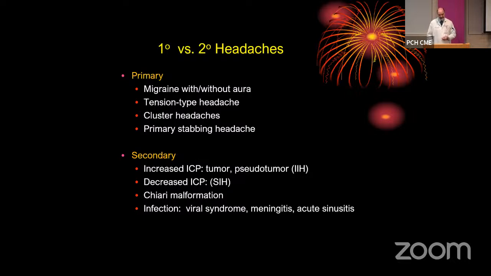In terms of secondary headaches, the things that we're going to talk about today are going to be ones that primarily show up on imaging. So things that can cause increased intracranial pressure, such as tumor, what used to be called pseudotumor, now idiopathic intracranial hypertension, and things that cause decreased intracranial pressure, such as spontaneous intracranial hypotension. Chiari malformation is a rare cause of headaches, but we're going to talk about that because that's something you see on imaging a lot. And then we're not going to touch as much on things like infection.